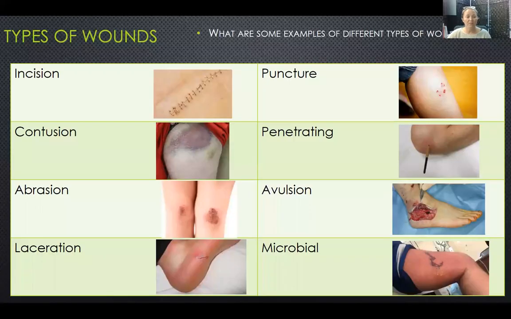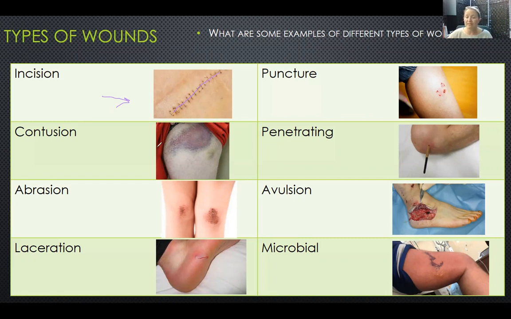Some of the types of wounds you'll see. So here we have an incision. So this would be a wound that was cut on purpose. And we see the edges are approximated, or all those edges are together.